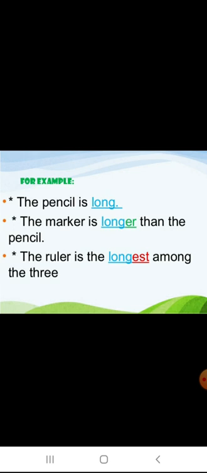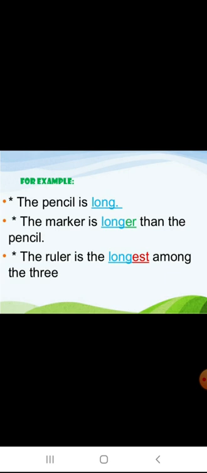For example, the pencil is long. That is a positive degree. The marker is longer than the pencil. We are comparing two things, the marker and the pencil. So we used er: longer. But in the superlative degree, the ruler is the longest among the three. The ruler is a thing. Whenever we write the superlative degree, we have to use the before it. We have to use the. Then afterwards the adjective that we change into the superlative degree.